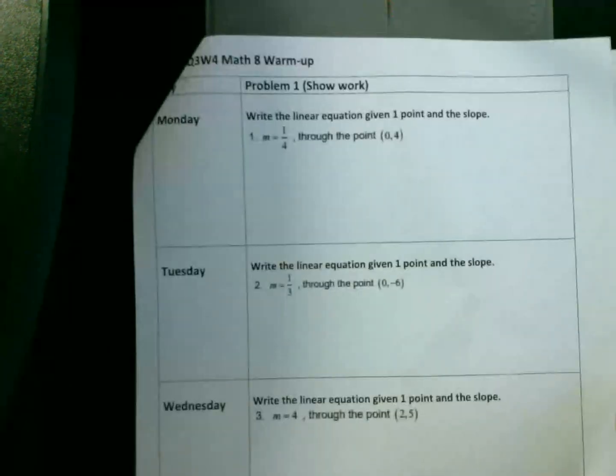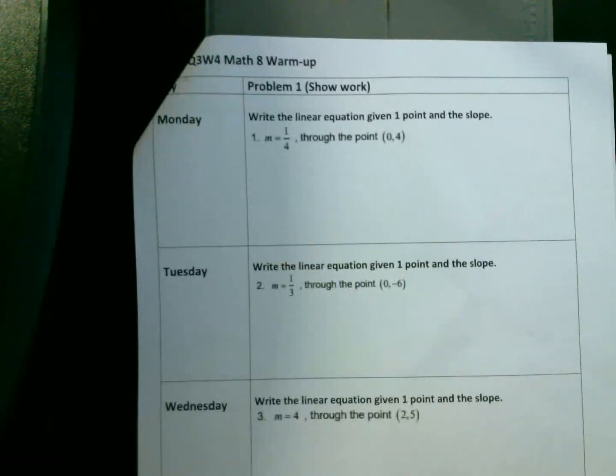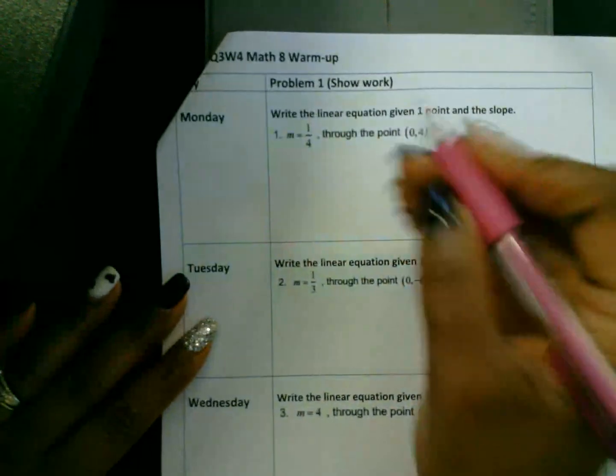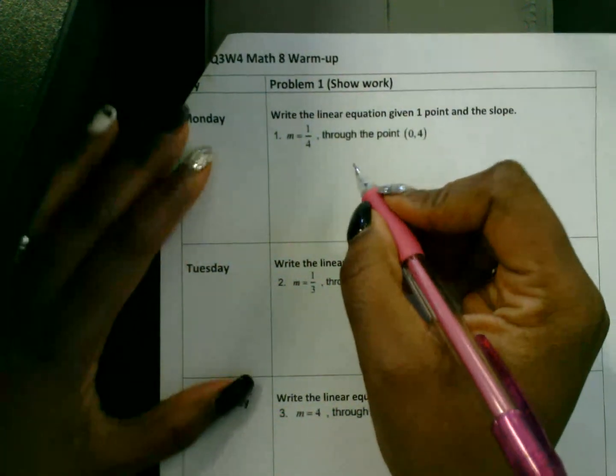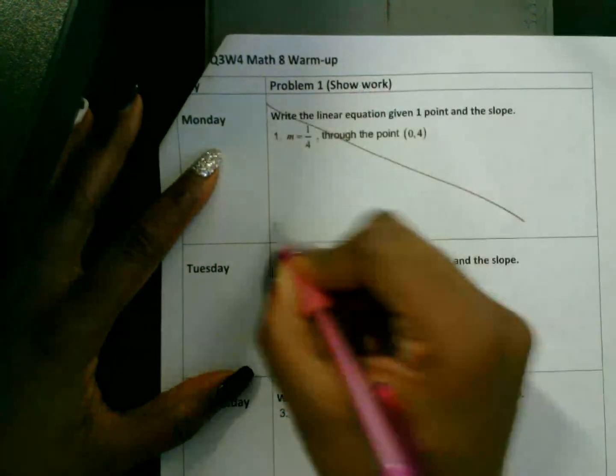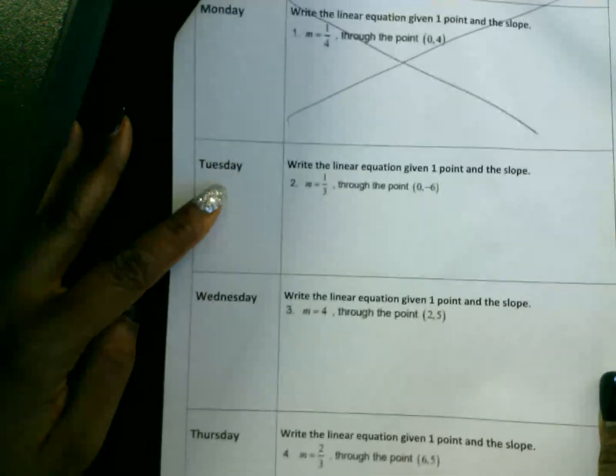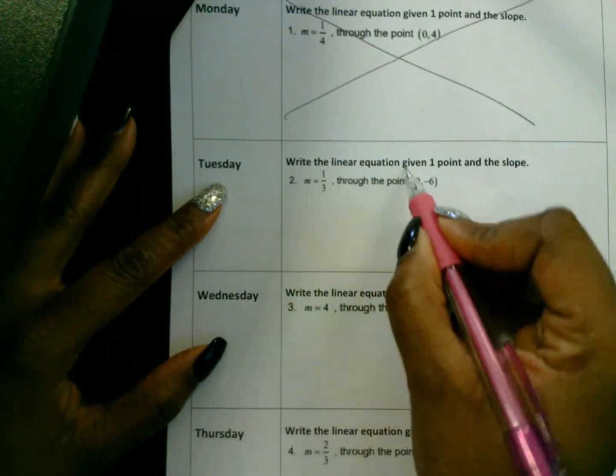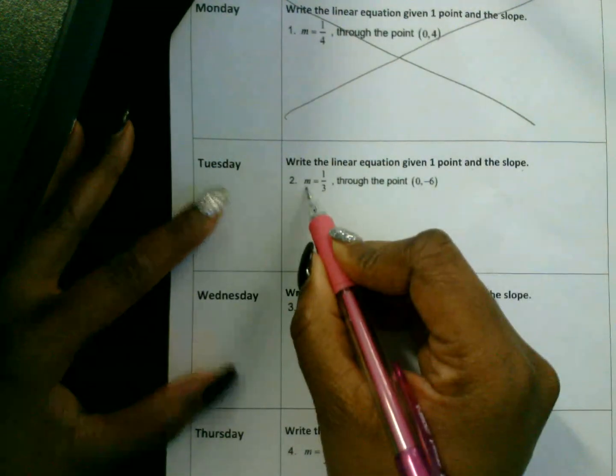All right, let's look at the warm-up. Do we have to do Monday's homework, or could we just get to Tuesday? I'm going to tell you. All right, here we go. Let's do this first problem. We're on Tuesday. It says write the linear equation given one point and the slope.